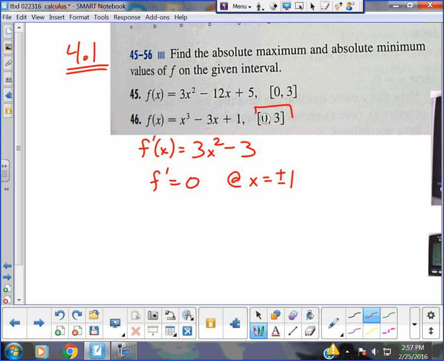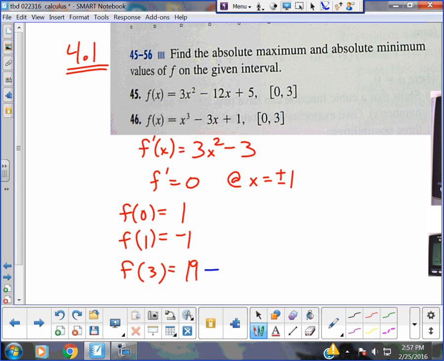So again, I have 3 points to check. I have to check f of 0, the endpoint, f of positive 1, the one critical point that's in the interval, and f of 3. F of 0 is 1, f of 1 is negative 1, f of 3 is huge. 27 minus 9, 18, is 19. So again, I'm not going to write it out this time. It is an absolute maximum of 19 at x equals 3. It is an absolute minimum of negative 1 at 1.